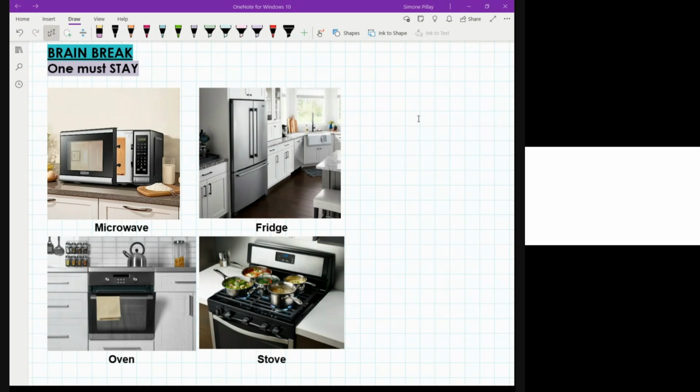One must stay. I think I'm gonna keep a stove. Actually, a fridge makes sense. Oh my gosh, I don't know. Fridge. A lot of you guys are saying fridge. I don't know. This is a really, really tough one.